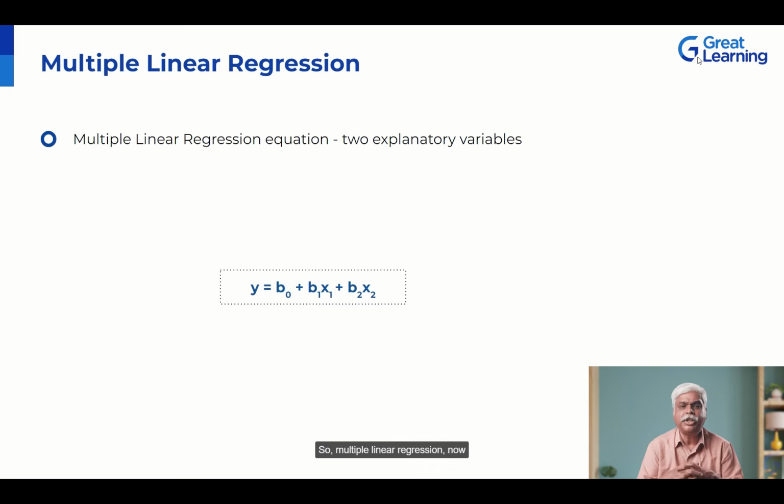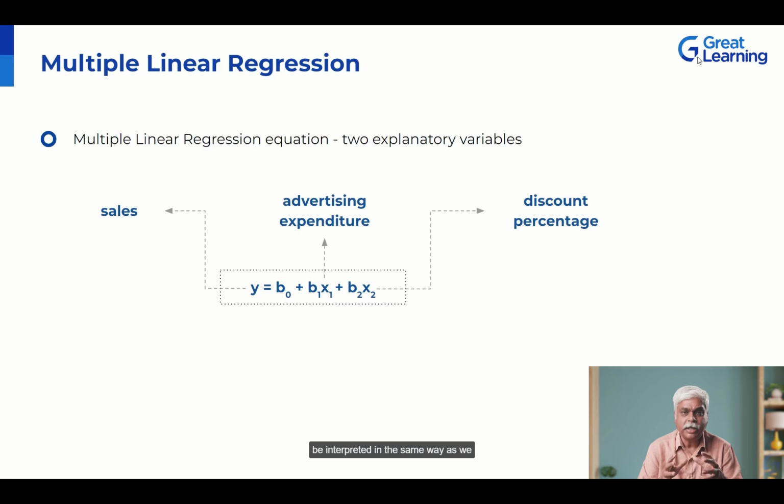So multiple linear regression now has an equation of the form y is equal to b0 plus b1x1 plus b2x2. There are two x's. If there are more than two x's, you know what's going to happen. I can write this as b3x3 and so on and so forth. The ideas will be the same. So let's stick to simply explaining it in terms of two x's. This is now not a line, but it can still be interpreted in the same way as we saw our line to be.